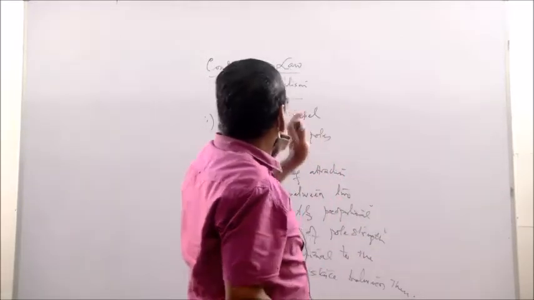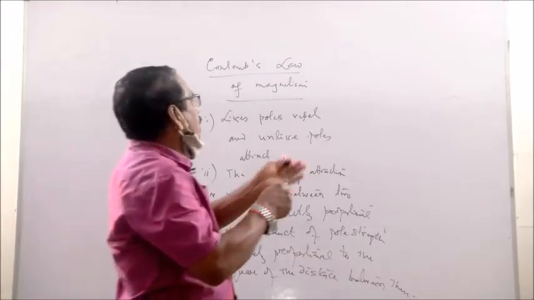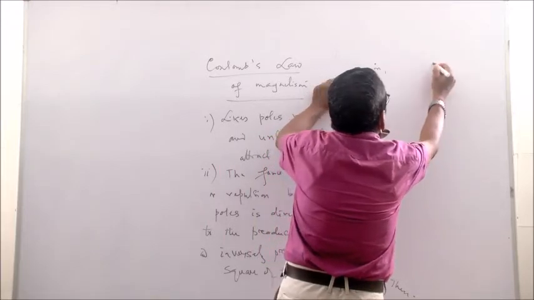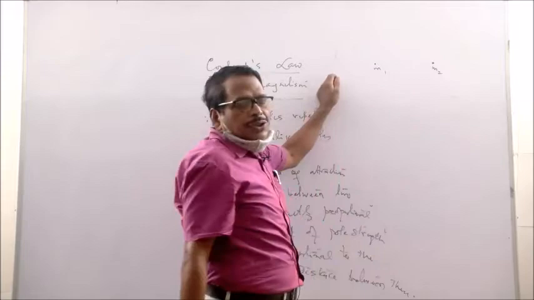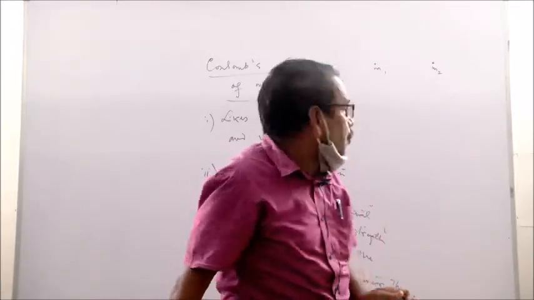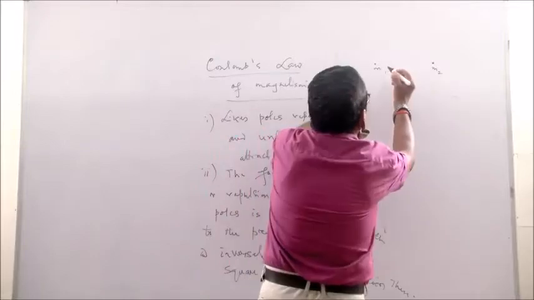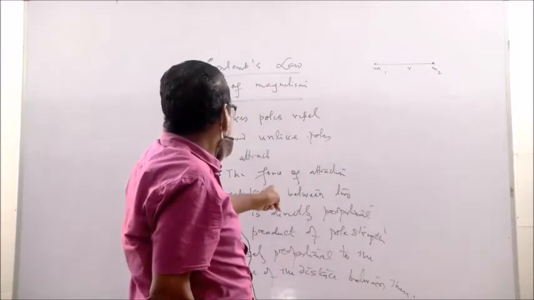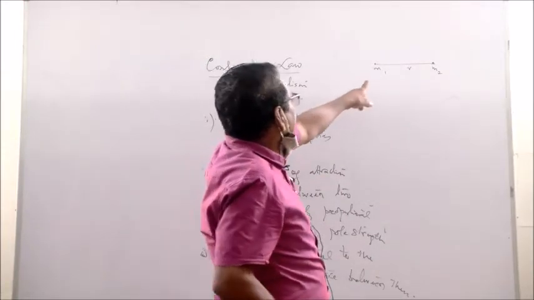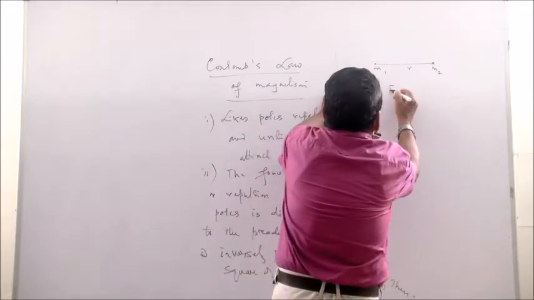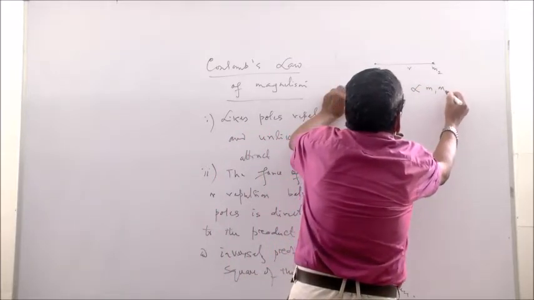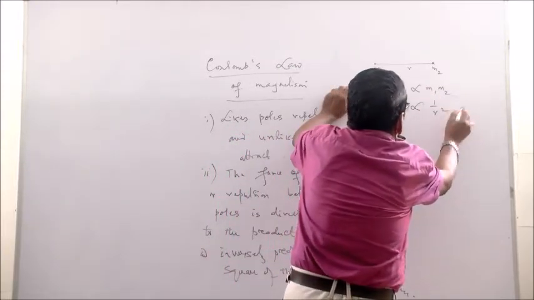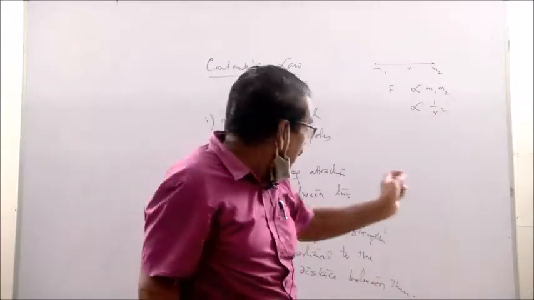So let us go to the mathematical part of this statement, Coulomb's law of magnetism. What is the mathematical part? Let us consider two poles, strength M1 and M2. Normally pole strength is denoted by small m. So M1 and M2, what is the distance between them? Let the distance between them be r. So the law says that the force of attraction and repulsion between the poles is directly proportional to the product of pole strength. F is proportional to what? M1, M2, product of pole strength. Inversely proportional to what? Square of the distance between them.